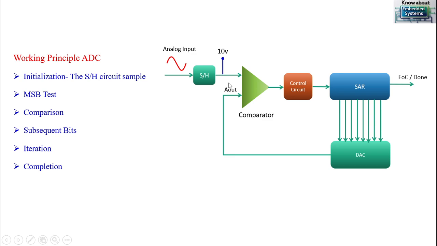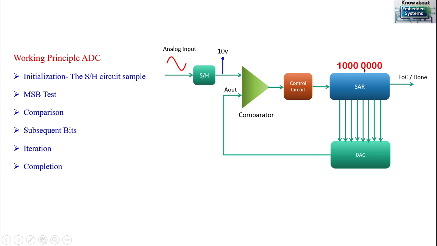The first step is initialization of the sample and hold circuit. As I told you already, analog input is given here, and with the help of the sample and hold, we get a sampled signal which is analog in nature. Then the second step, the MSB test. What do you mean by this MSB test? MSB test means the SAR will initiate the MSB with a 1 and then set the rest of the bits to 0.